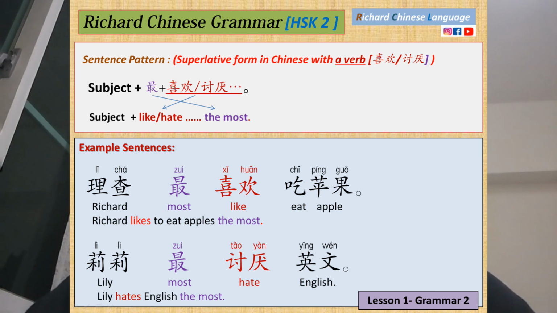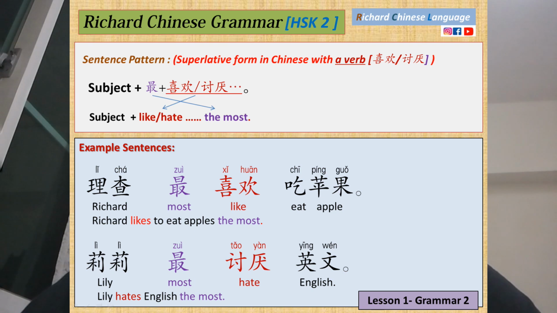Okay, so remember, all the time, we use a subject first. 理查 is the subject in this sentence. And then we use 最, which means the most in Chinese. And then we use 喜欢 or 讨厌. Okay, so that's the sentence pattern we use.